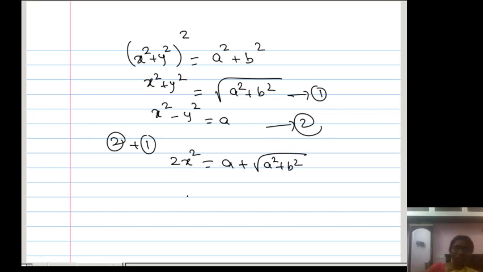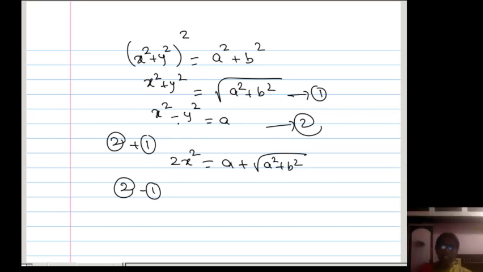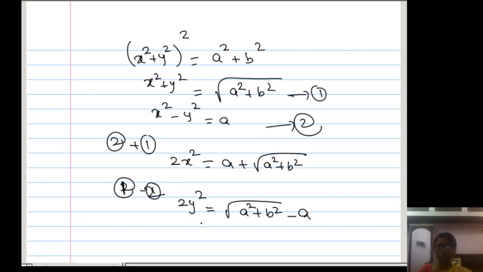Next, again here 2 minus 1, subtracting. If I do the subtraction 2 minus 1, I think you are getting negative values. So what I am doing here is 1 minus 2, subtracting this from this. So you get 2y square is equal to under root a square plus b square minus a.